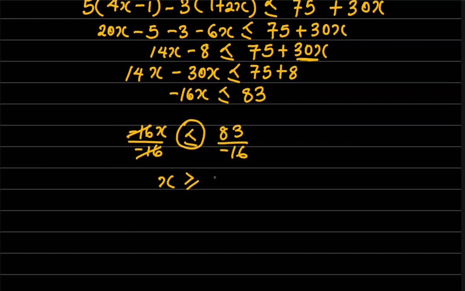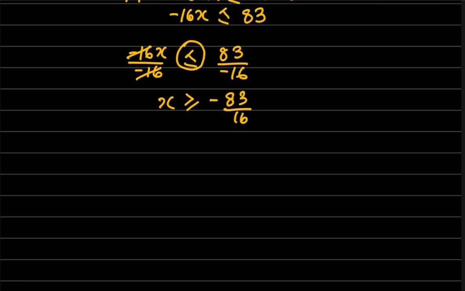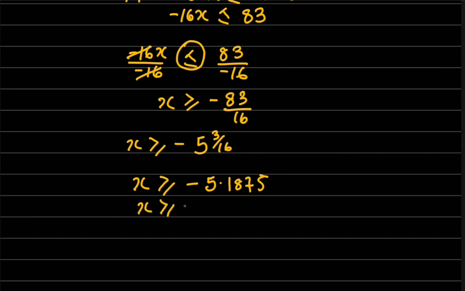Now, we are going to simplify this to 83 over 16. Simplifying further, either as a decimal or as a mixed fraction, this is what you are going to have: minus 5 whole number, then 3 over 16. Very important: if you want to leave it as a decimal, it's going to be x is greater than or equal to minus 5.1875. So we can have it as minus 5.2, to one decimal place.